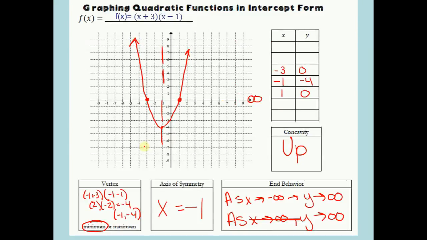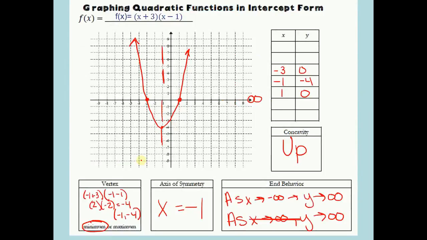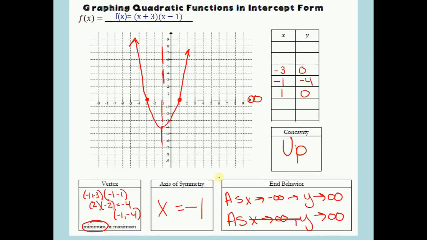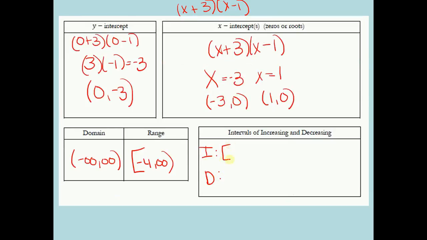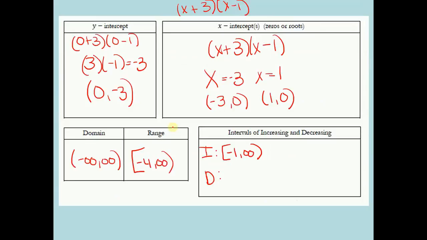Domain, it looks like it's going from negative infinity to infinity. My range, it looks like we're starting at -4 and going to positive infinity. Intervals of increasing. So where are we increasing? Where are we decreasing? Increasing, it looks like I'm increasing from -1 to positive infinity. And then I believe we're decreasing from negative infinity to -1.